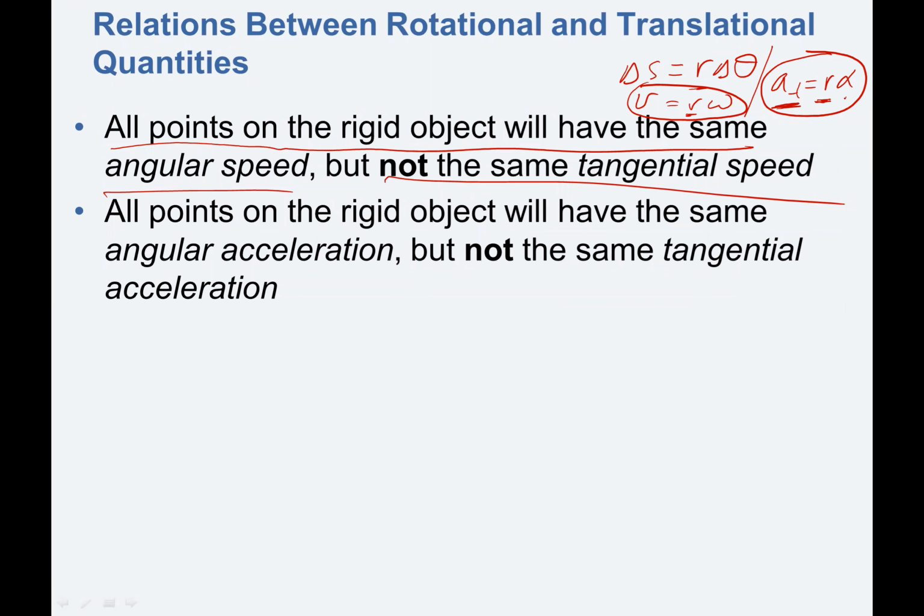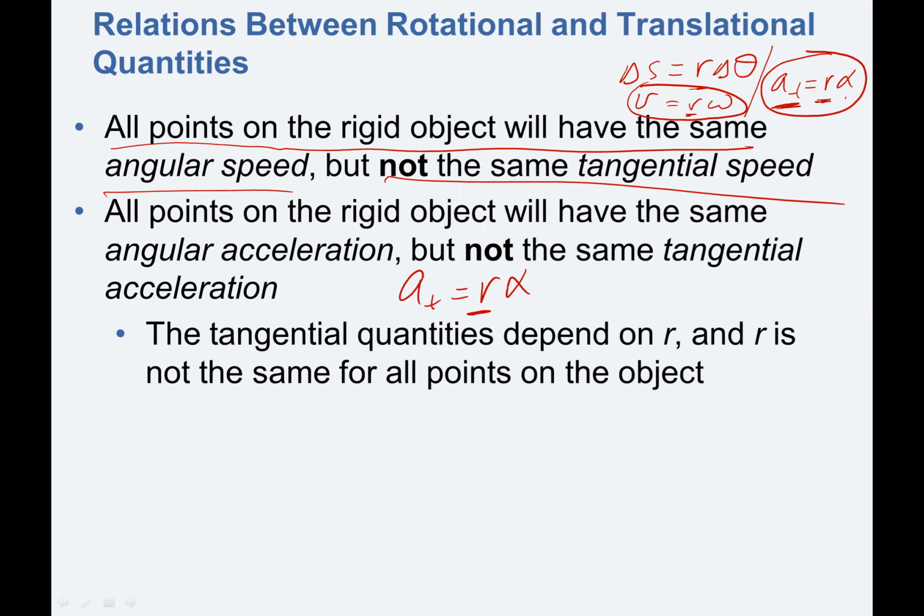So if you have different positions, you have different tangential acceleration. You can say a_T equals r times alpha. If you have two particles, and one has a greater distance, it has a greater tangential acceleration. Pretty much as simple as that. So the tangential quantities depend on r, and r is not the same for all points on the object.